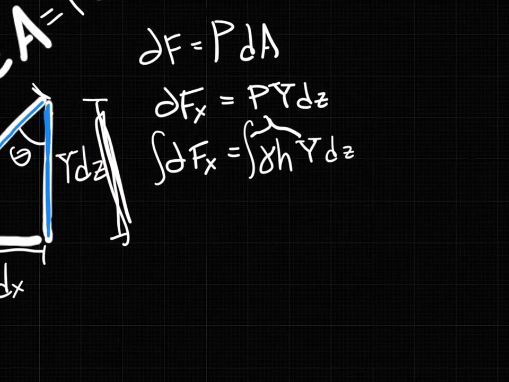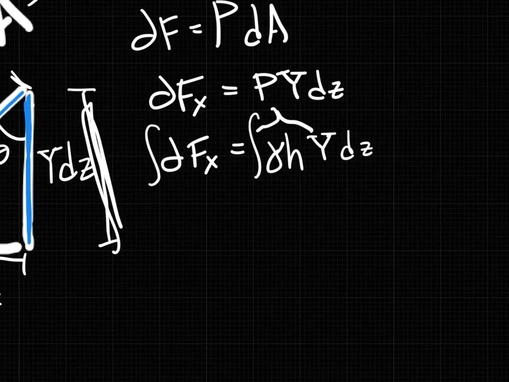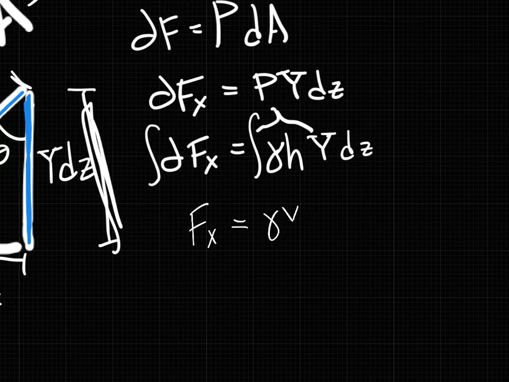On this right-hand side, I'm going to get f of x equals. Well, the gamma can pop out because the gamma is not changing. The y can pop out, and now I've got the integral of h dz. And I'm integrating z from z1 to z2, or z2 to z1, whatever, here we go.